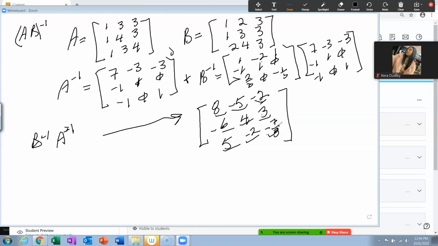Let's see if that's it. I was doing it really fast in my head. Let's see. 8, negative 5, negative 2, negative 8. Ooh, missed that one. 4, 3, 5, negative 2, negative 7/3. So this one right here I kind of botched. That would be minus 7.